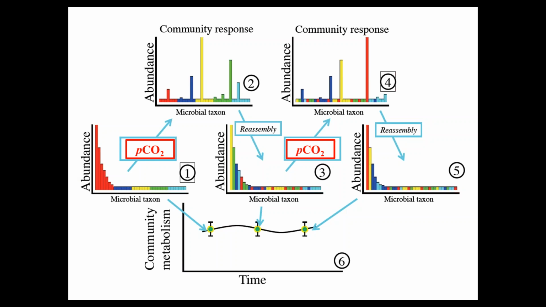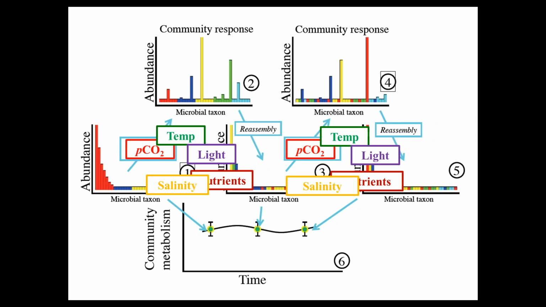So if we have these different forcings like CO2, temperature, light, salinity, nutrients, where do they pull the community, and what does that mean for the overall community function? And you can think about this as being a primary productivity rate, a chlorophyll rate, or whatever else you want to think of.